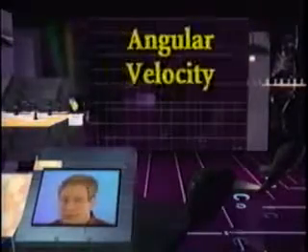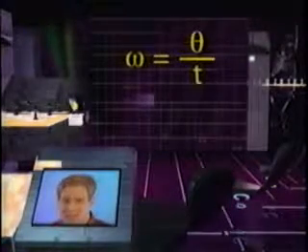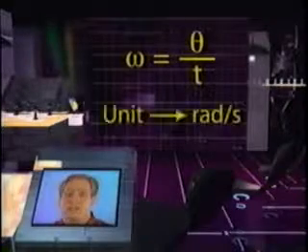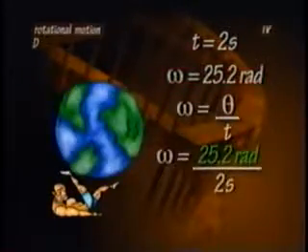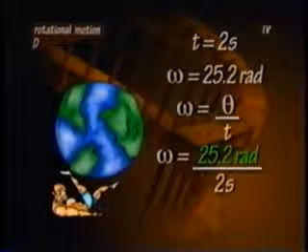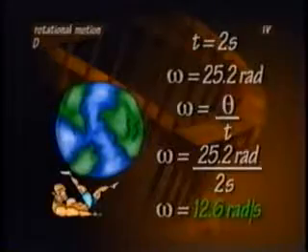The angular velocity of a rotating object, represented by the Greek letter little omega, is the angle theta through which it turns over the time t it takes the object to turn. So, angular velocity has the unit of radians per second. For example, if it takes 2 seconds for the little globe to turn through 25.2 radians, the angular velocity would be 25.2 radians over 2 seconds, or 12.6 radians per second.